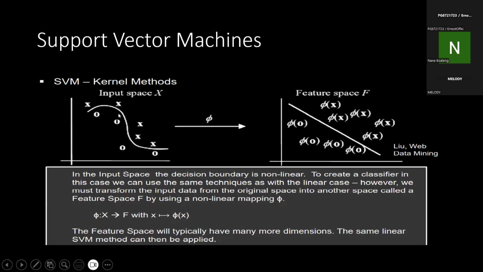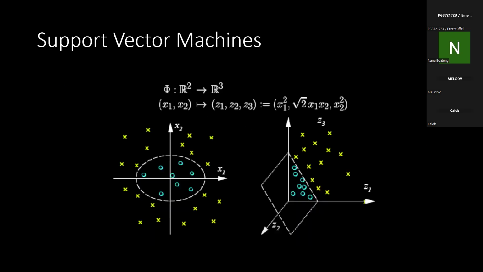Okay, it was originally not linearly separable, but we transformed it into a feature space where it turned into a separable case. This is what we term the kernel trick.